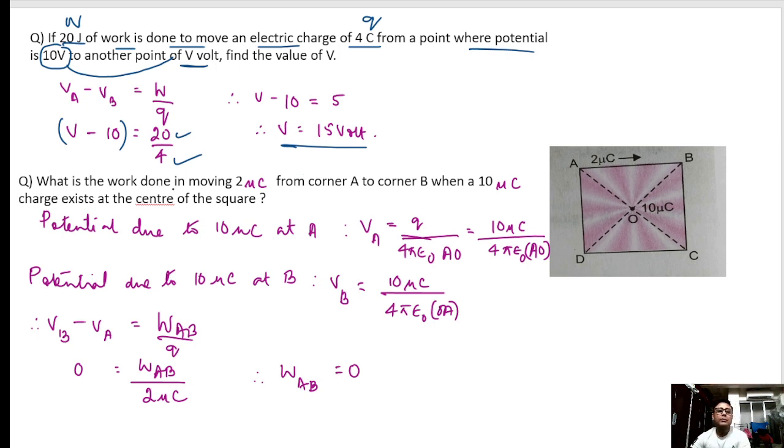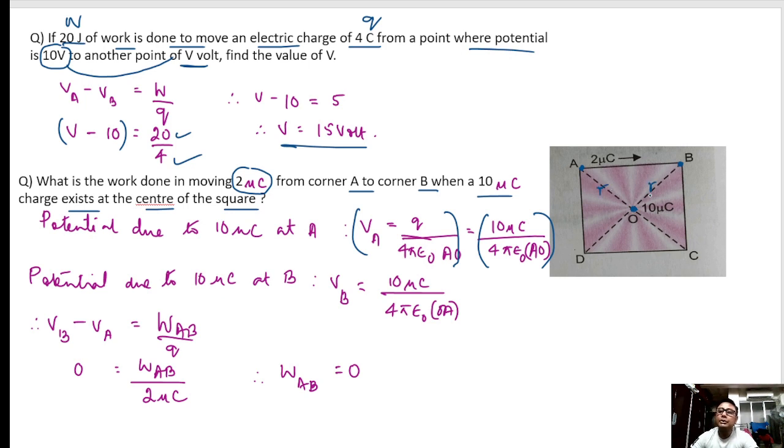Next, what is the work done in moving 2 microcoulomb from corner A to corner B when a 10 microcoulomb charge exists at the center of the square? So see, here is the 10 microcoulomb. I want to move this 2 microcoulomb charge from here to here. So what is the potential at A due to 10 microcoulomb? This is the formula, and it is 10 microcoulomb by 4 pi epsilon naught times AO. This is the distance AO.